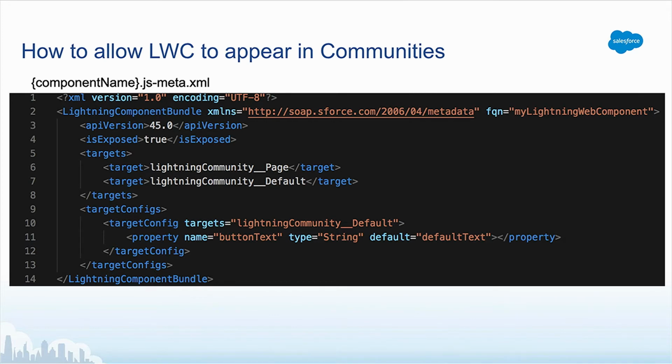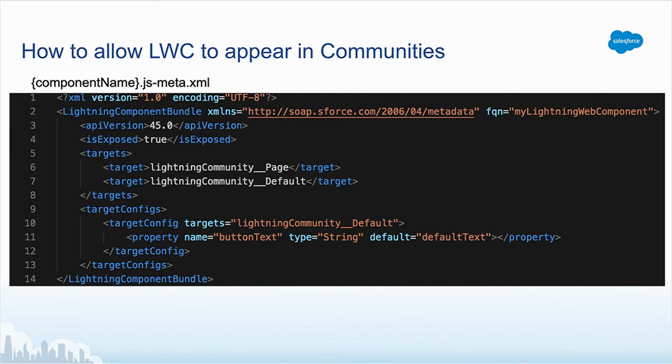When you have this set up, then it's like, hey, I wanna expose some of my attributes out so that the admins and stuff can configure it easily. Or as a developer, I can just quickly modify that component and use it elsewhere. So then you're gonna specify another target called lightning community __ default. In this target, you're gonna specify target configs, and this is where you list out all your properties of what you wanna expose out to the community builder, so that when that property panel shows up, you can change different things.